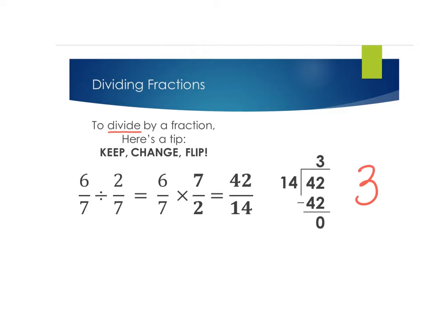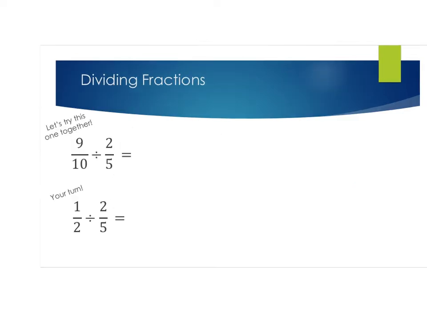So we're going to go to the next slide and we're going to do some together. So here I have 9/10 divided by 2/5. So remember, to divide by a fraction, here's a tip. Keep, change, flip. We're going to keep our first fraction the same. So I'm keeping it 9/10 exactly the same. We're going to change division to multiplication. And then we're going to flip our second fraction. So instead of 2/5, it's going to be 5/2. And then we're just going to go ahead and divide.